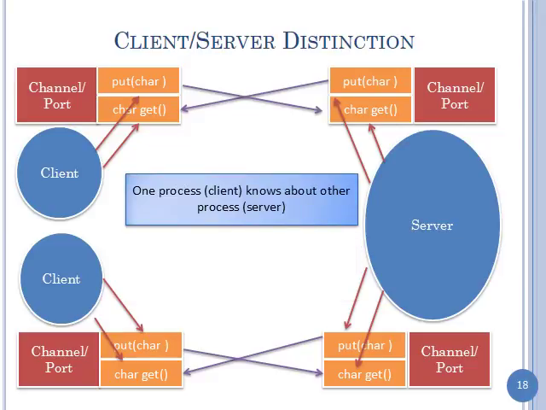So one process, the client, knows about the other, and the one that's known is called the server, and the one that's unknown is called the client. Okay, even though intuitively the one that's known is providing some service, we'll see examples where that's not necessarily the case.